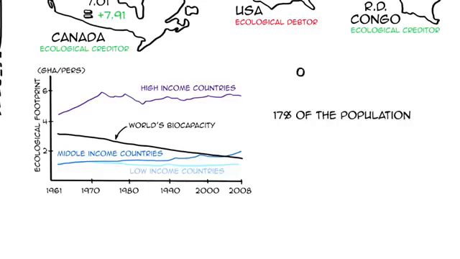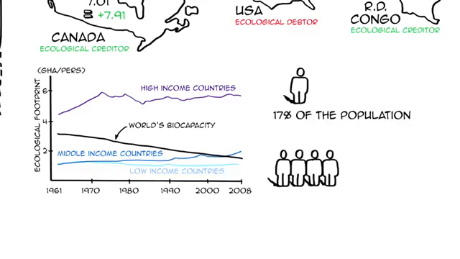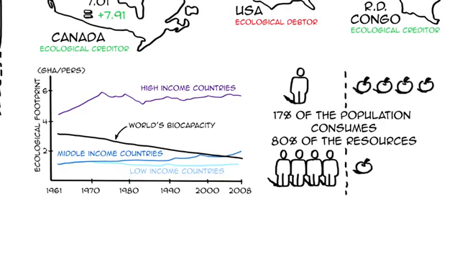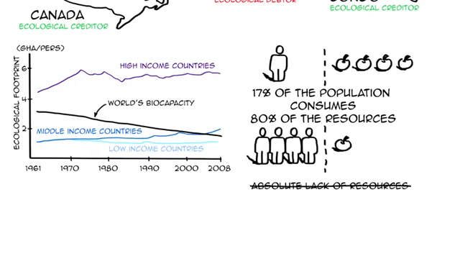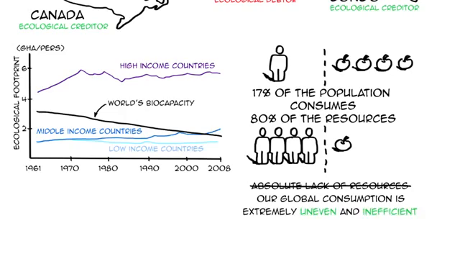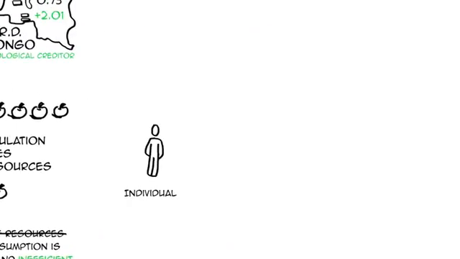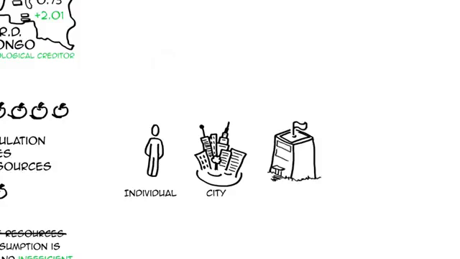And this is also confirmed by the fact that 17% of the world population consumes 80% of the world's resources. So the main problem is not the absolute lack of resources, it's the fact that our global consumption is extremely uneven and inefficient. So these were footprints for nations, but you can also measure the ecological footprint of an individual, a city, a business, or all of humanity to assess our pressure on the planet.